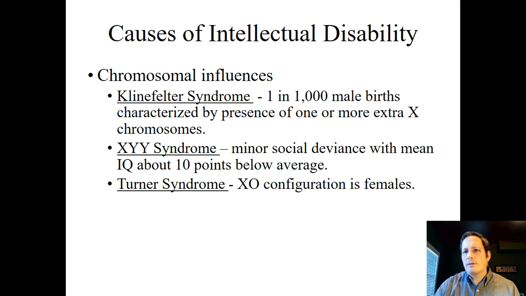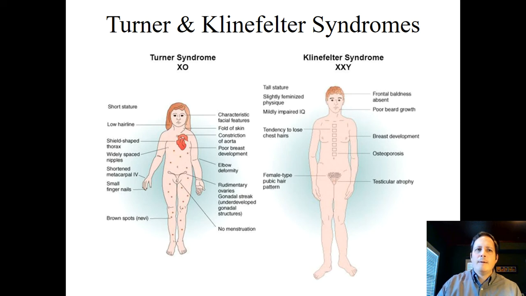So there are some physical characteristics for both Klinefelter and Turner, and that's what we're going to see on this next slide. You can see with Turner syndrome, at the left here, no menstruation. They may have smaller fingernails, widely spaced nipples, a shield-shaped thorax, shorter stature, but they do have female preferences in general. In Klinefelter syndrome, you can see that there is poor beard growth, and that they tend to have breast development. That's that second X that starts to manifest itself, particularly around puberty.